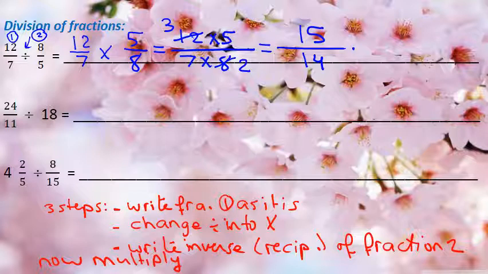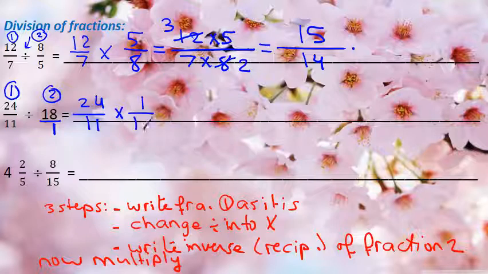24 over 11 divided by 18. First we write 18 over 1. This is the first fraction, this is the second fraction. We perform the 3 steps. Write the first fraction as it is. We change division into multiplication and we write the reciprocal of the second fraction. Now we multiply on a big line of a fraction. 24 times 1 over 11 times 18.